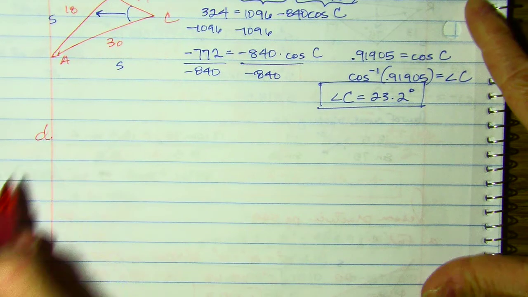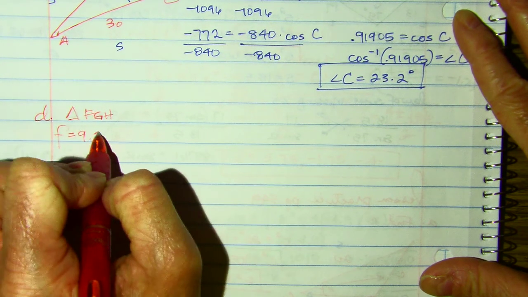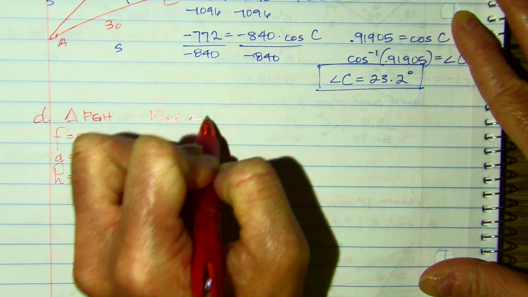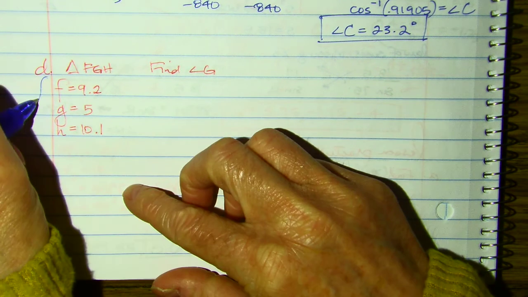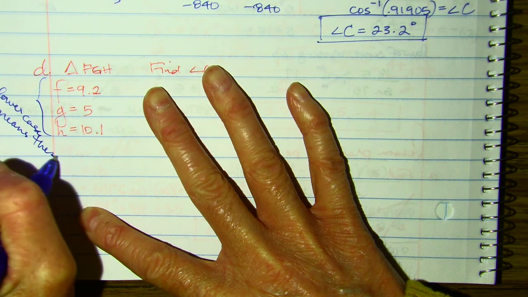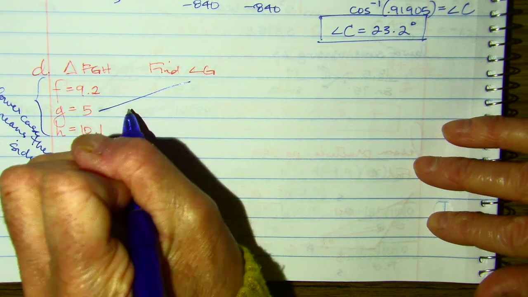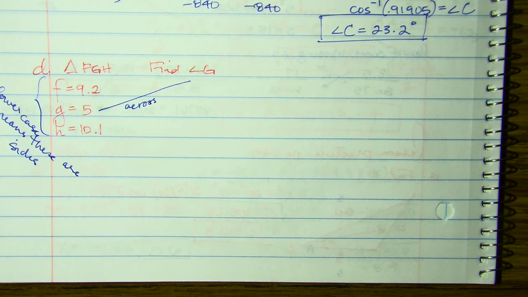All right, part D is a word problem, so they're just telling us: triangle FGH, F equals 9.2, G equals 5, and H equals 10.1, and they want us to find angle G. Now remember what I told you about lowercase and uppercase. Because these are lowercase, I know these are sides. And I know that I would use these because they should be across from each other. Because they always pair, like lowercase f will be across from capital F and lowercase g will be across.